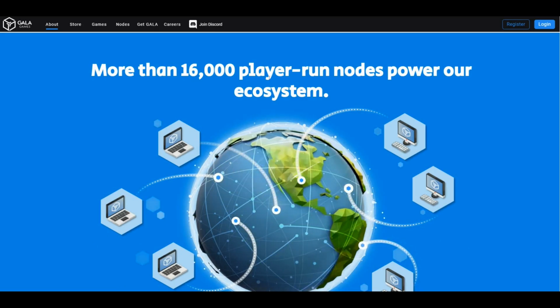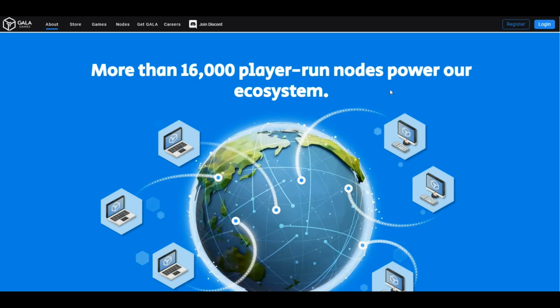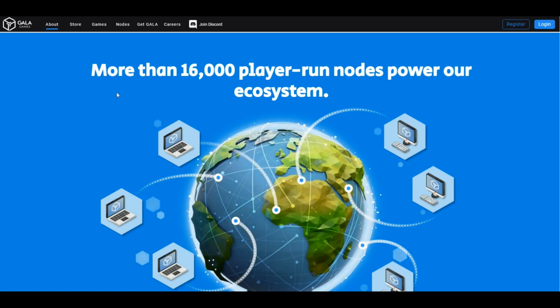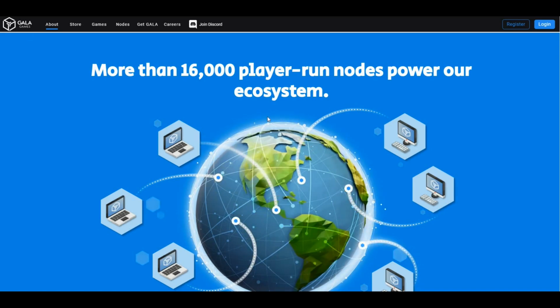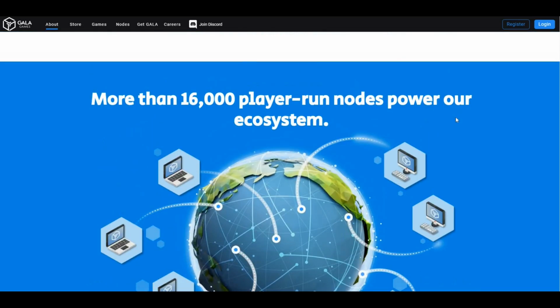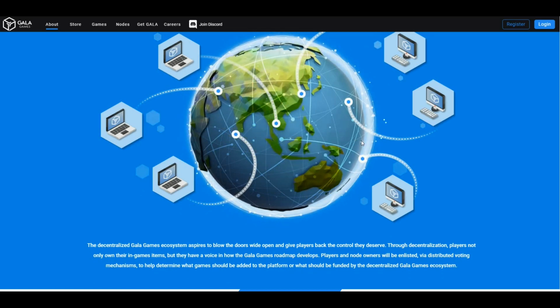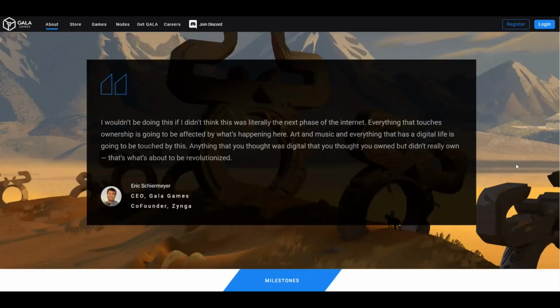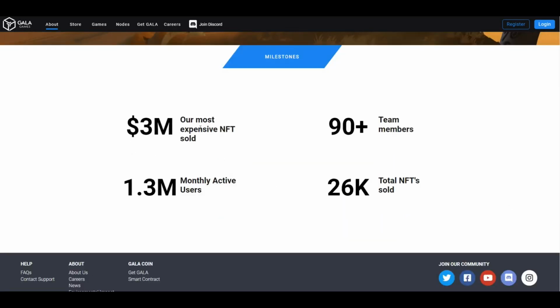Here you can see more than 16,000 players run nodes and power our ecosystem. I think these relate only to the Gala game nodes. 16,000 players are running nodes, and that's a huge amount. When you look at some of these statistics, they're pretty much outrageous. 3 million for our most expensive NFT ever sold, 90 plus team members, 1.3 million monthly active users, 26k total NFTs sold.